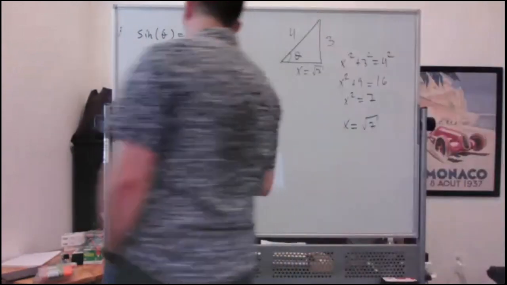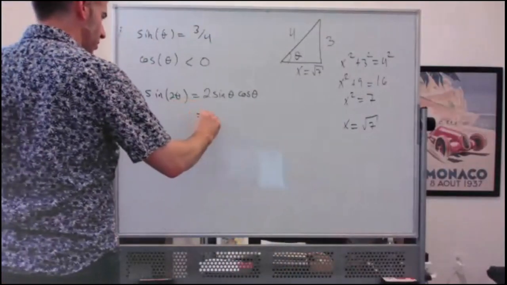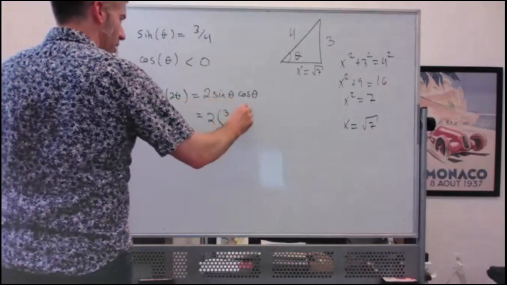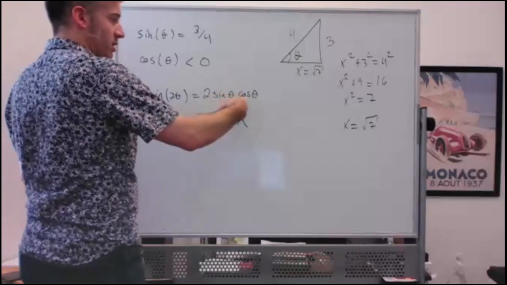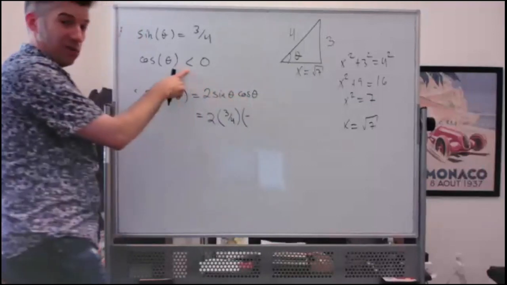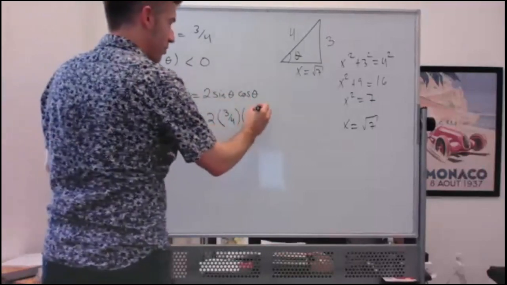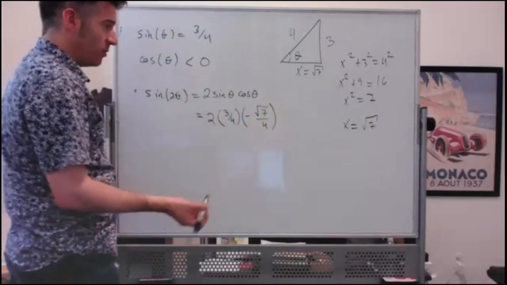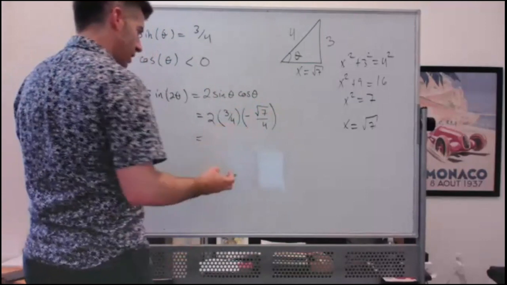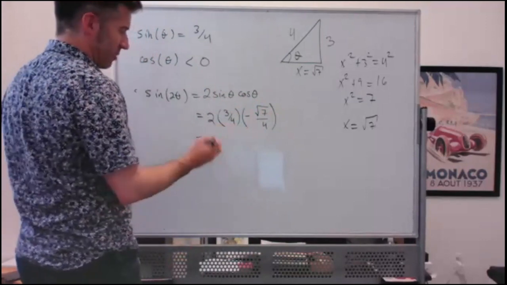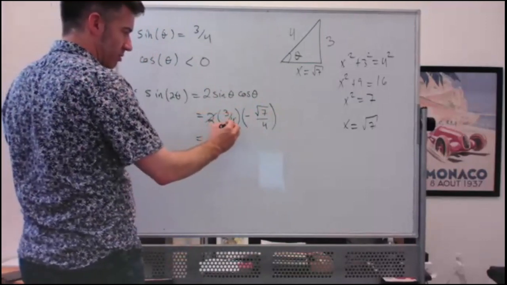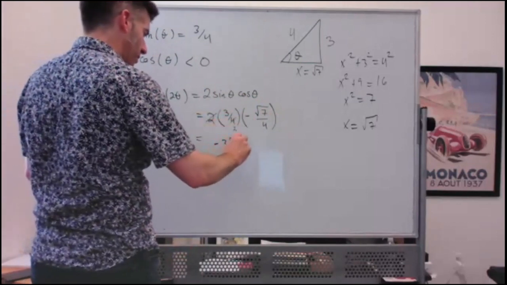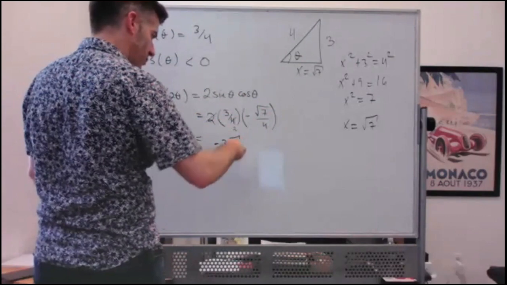So then sine of 2 theta is going to equal 2 times sine of theta, which is 3/4, times cosine of theta, which is negative, because they told us it was negative, root 7 over 4. And we can multiply this out. I would probably cancel a 2 here and a 2 here. So I'd have 3 times negative root 7, or negative 3 root 7, all over 2 times 4, which is 8.